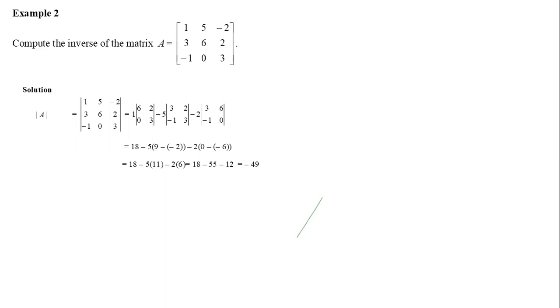Now, the first person, what is the minor of 1? The person that I gave minor of 1. What is the minor of 1? You tell me the minor will be a value. The minor will be 18. You see it? You don't get me. The minor will be 18.